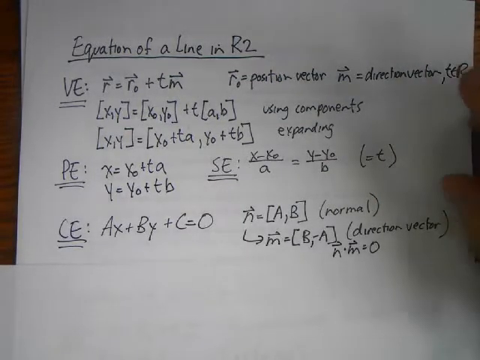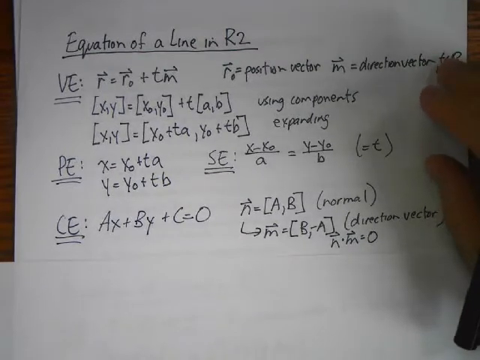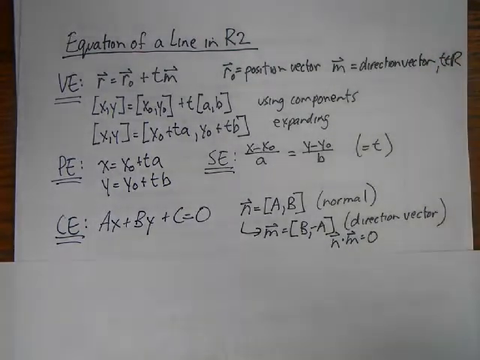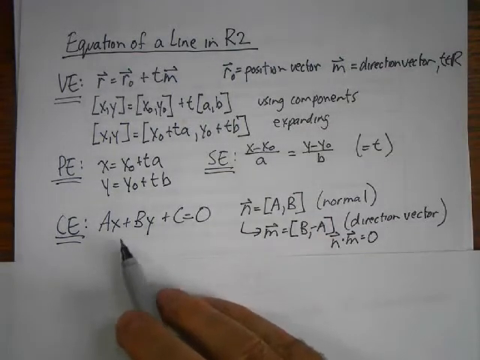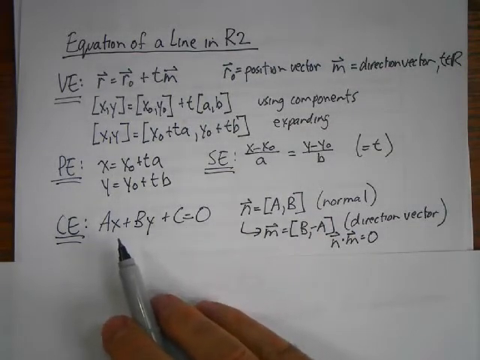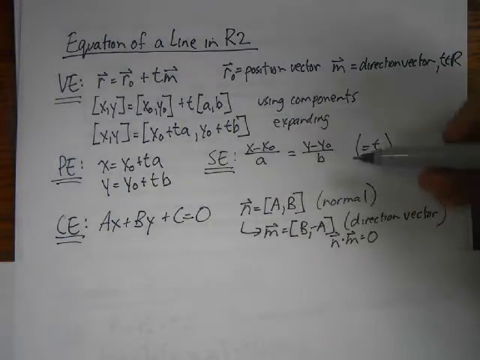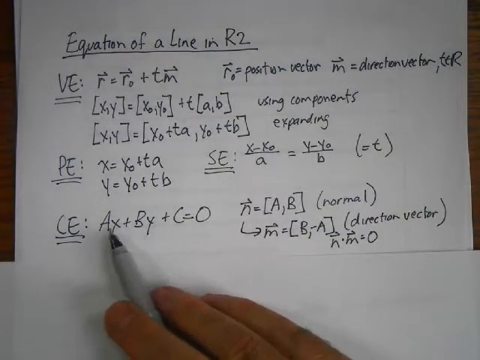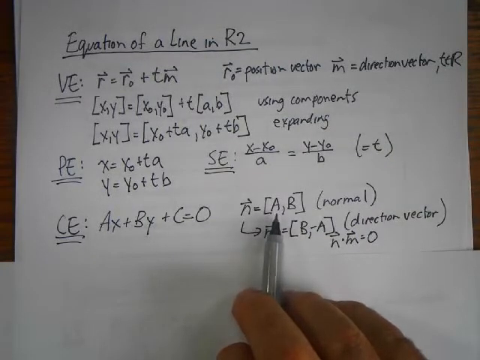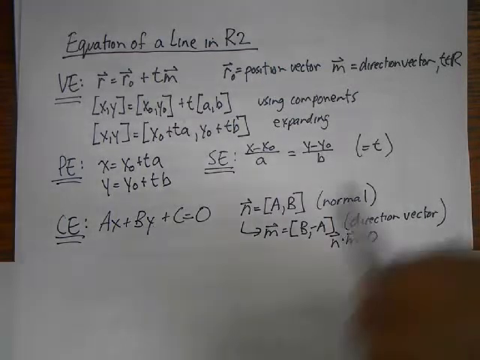And then the last thing we did was a Cartesian equation, which looks more like a line that you're used to prior to vectors. It doesn't look like there's any vectors here. We have Ax plus By plus C. In this case, capital A and capital B are actually the components of the normal to this line.